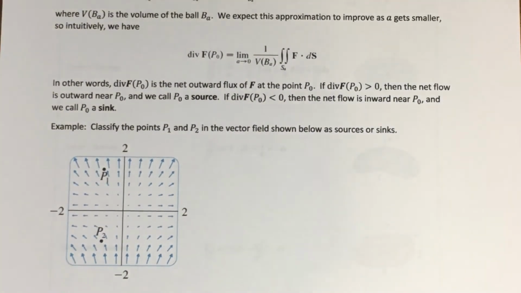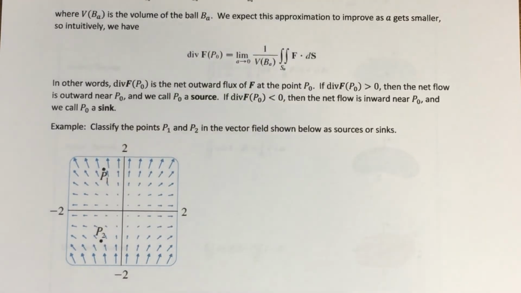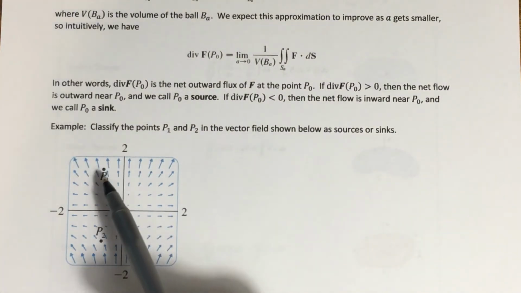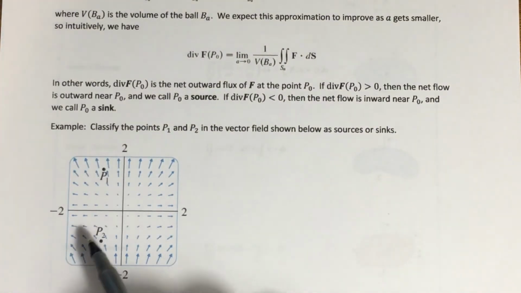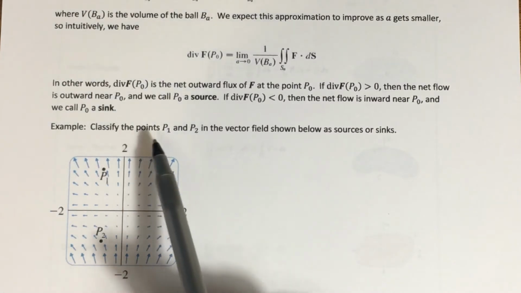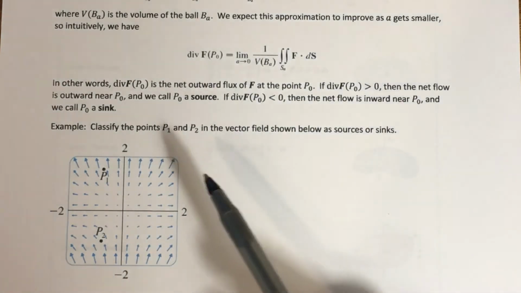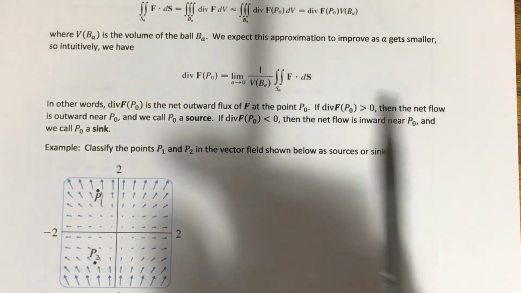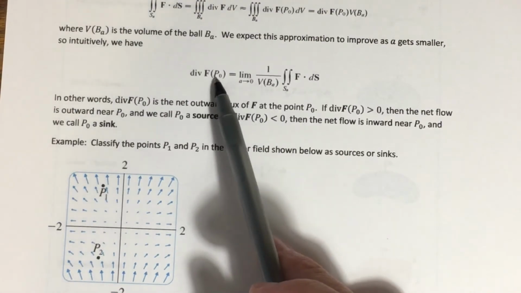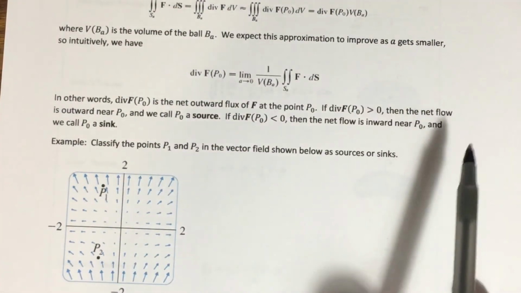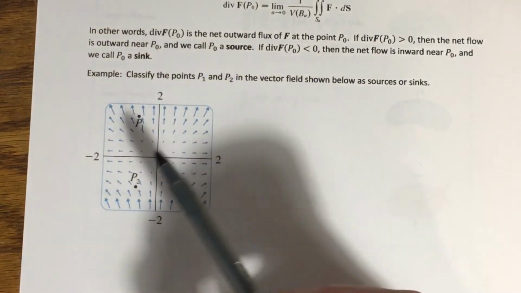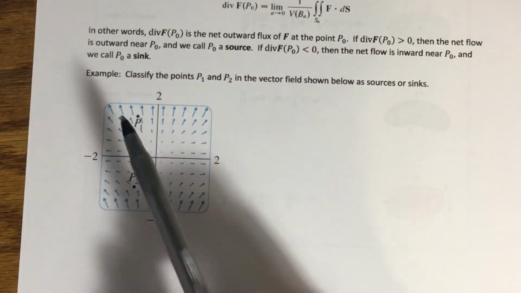So we're going to do an example where we're just sort of eyeballing it. We're not working with a vector field that's given to us explicitly, at least the way that I stated this. We just need to take a look at what's happening near a couple of points with our vector field. So this is: classify the points P1 and P2 in the vector field shown below as sources or sinks. Now, because I don't know what the vector field is, I can't find the divergence of it directly, right? But I can look at what's happening near these points with this vector field. So let's start with P1.